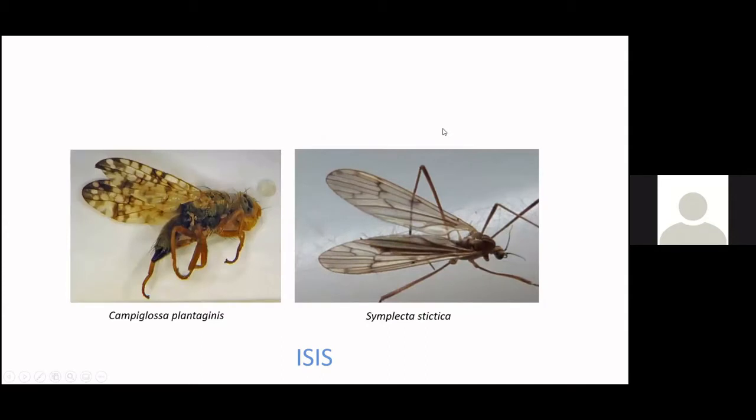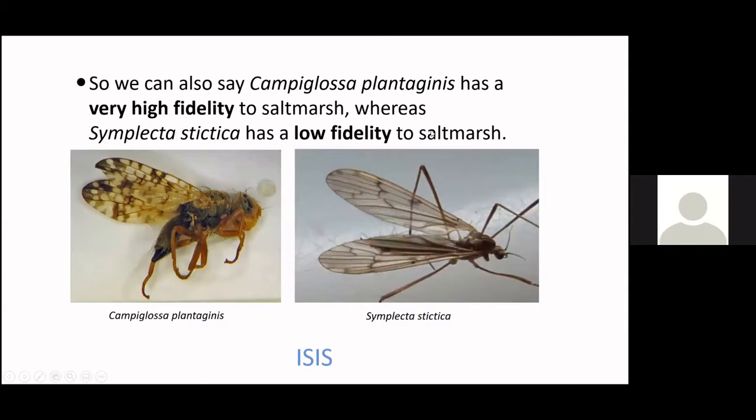So we can say that Campyglossa and Symplecta are different, and that Campyglossa has a very high fidelity to salt marsh, whereas Symplecta has a low fidelity to salt marsh. So that in a nutshell is the difference between a SAT species and a BAT species. We'll come back to this slide later on in the presentation, because if you've not encountered this sort of stuff before, it can be confusing.